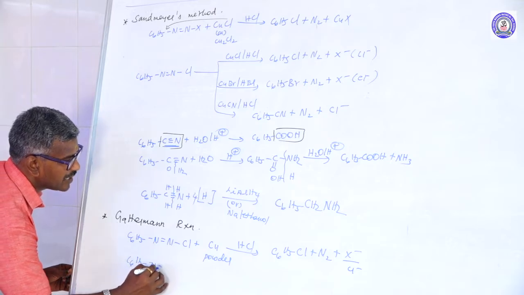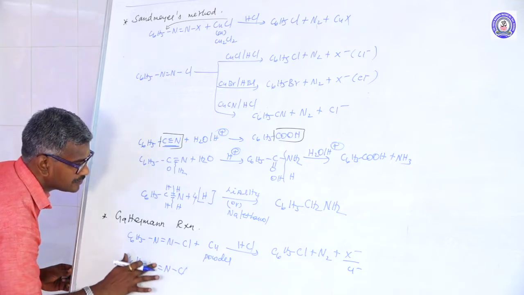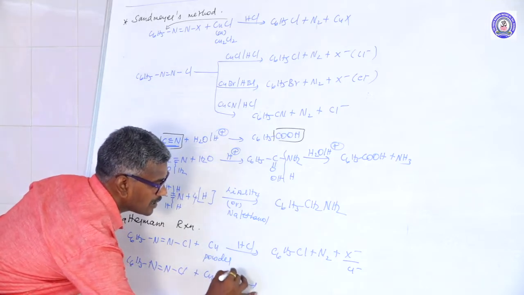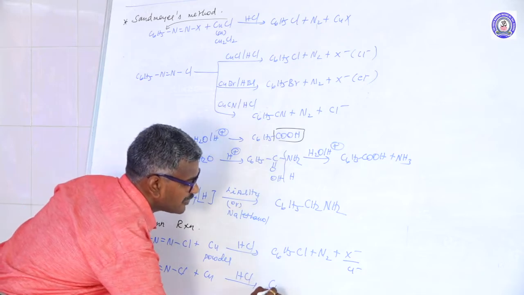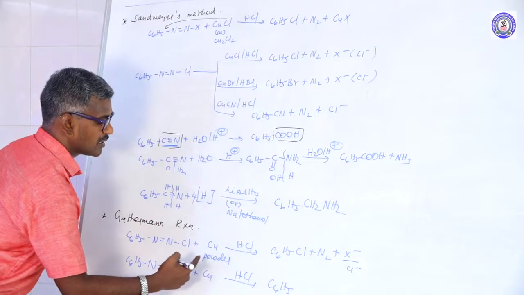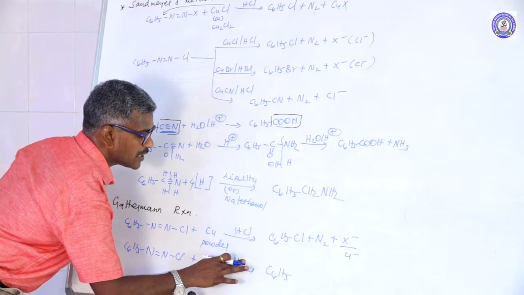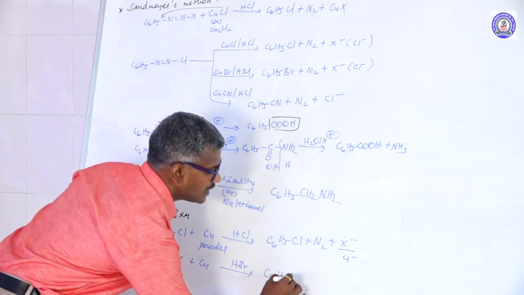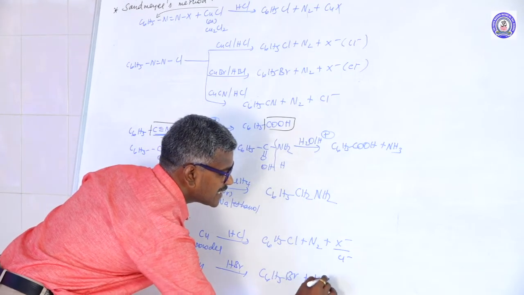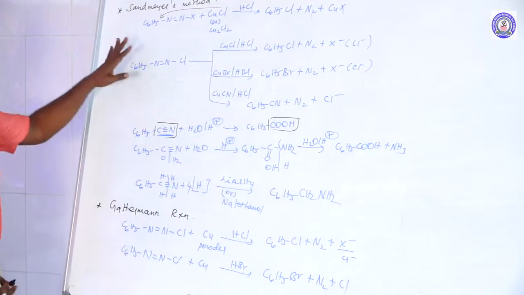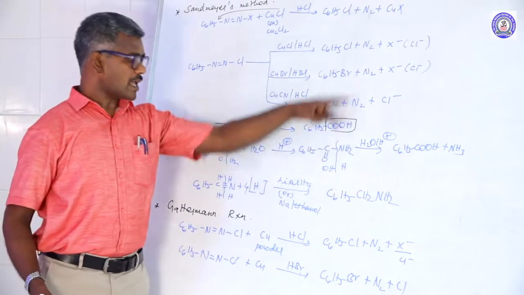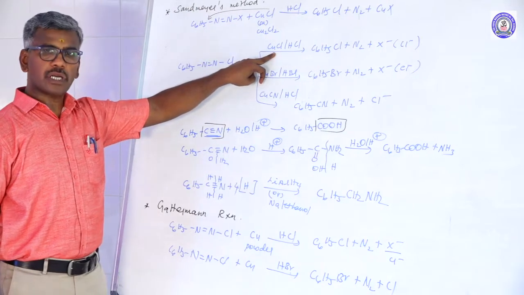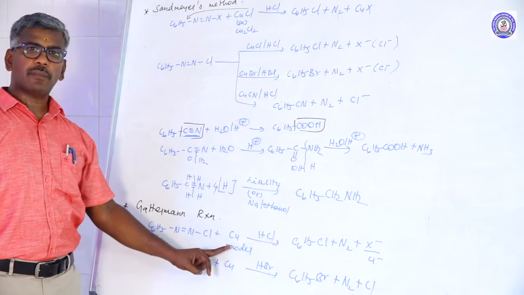C6H5N=NCl in the presence of copper and HBr forms C6H5Br. Here only HBr, so the N2 will be replaced by Br, giving C6H5Br + N2 + Cl minus. So same starting material, same product, but the catalyst only differs. In the Sandmeyer reaction, cuprous chloride is used. In the Gattermann reaction, copper powder is used.